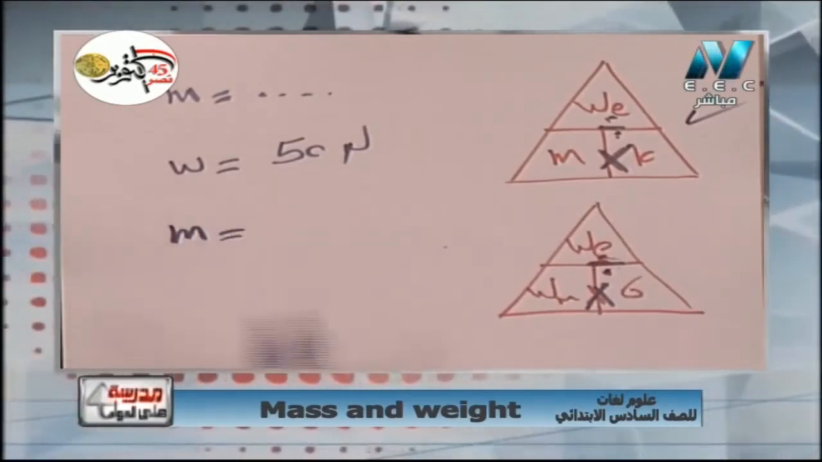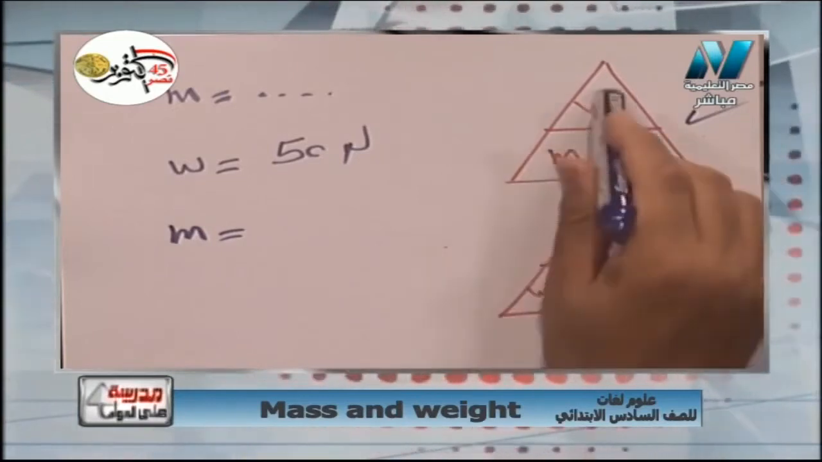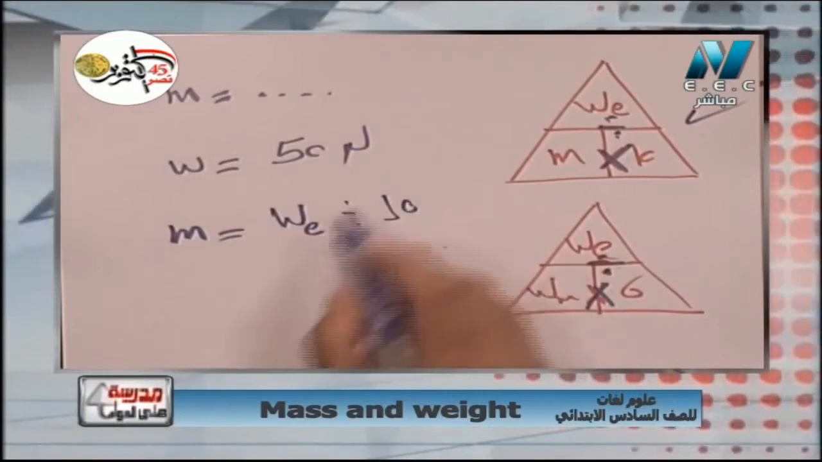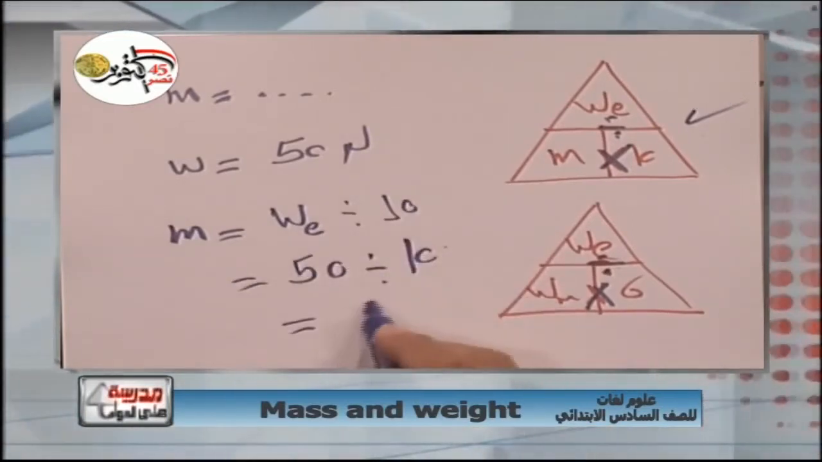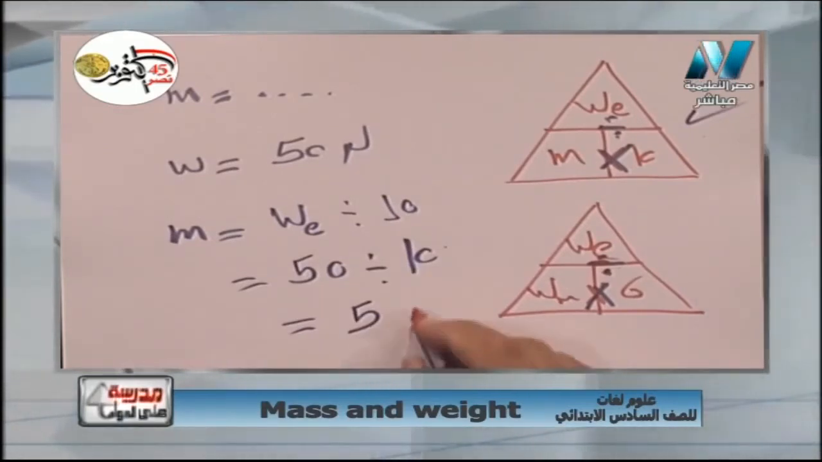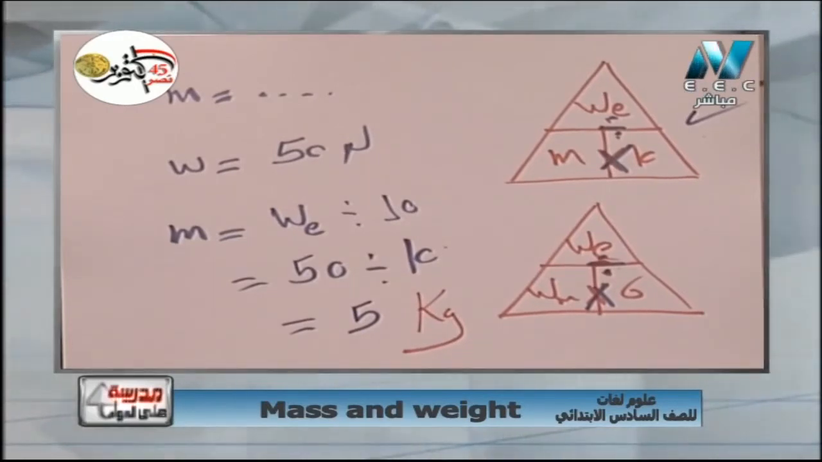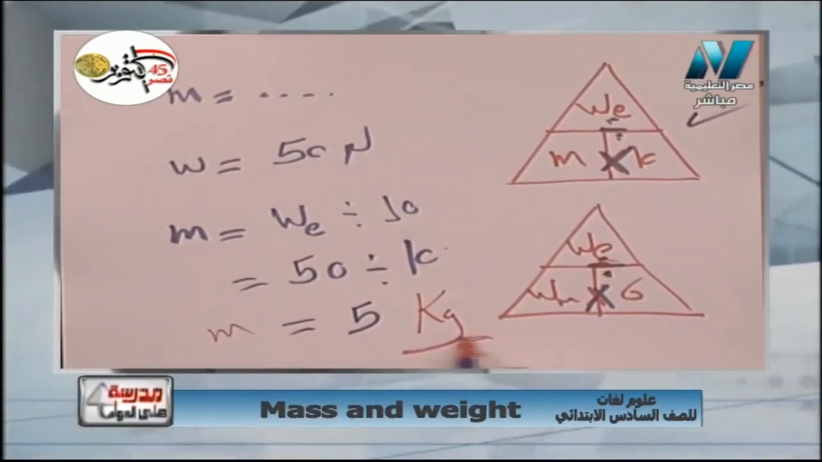Mass equals what? I put the finger or the pen on mass. Mass equals weight divide 10, so mass equals weight on the earth divide 10, so it will be 50 divide 10, equal what? Equal 5. 5 what? You must think about that. 5 kilogram. Why? Because mass is always measured by kilogram, not by Newton. Take care, the mass is measured in kilograms, not Newton.